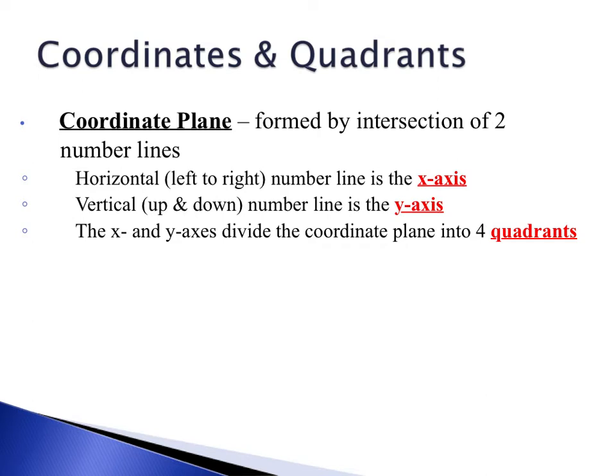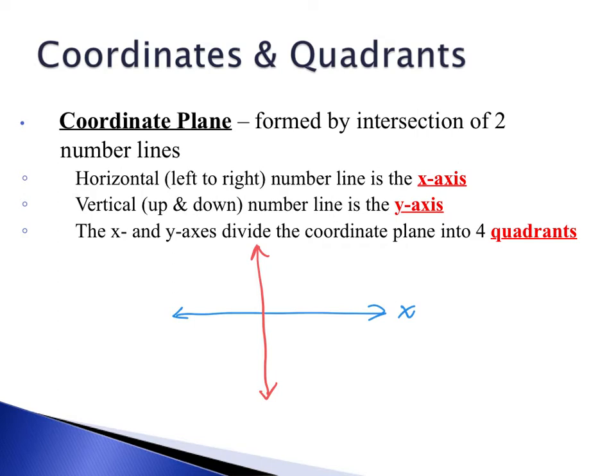By definition, a coordinate plane is formed by the intersection of two number lines. So we are going to have a horizontal, which is the left to right, number line. This is what we call the x-axis. And then we're going to have a vertical number line that is going to intersect this. This is called our y-axis.